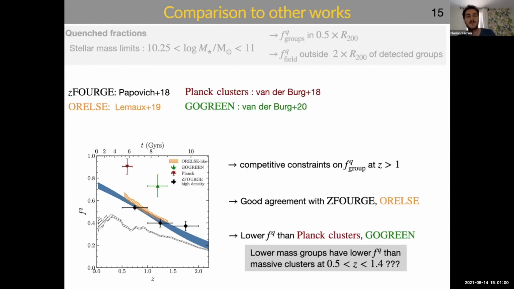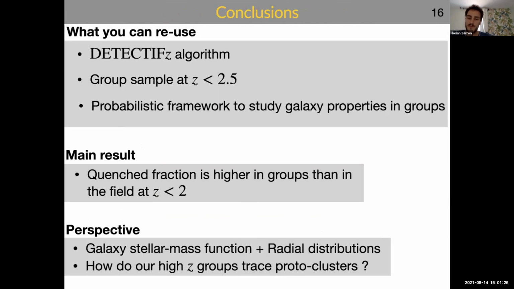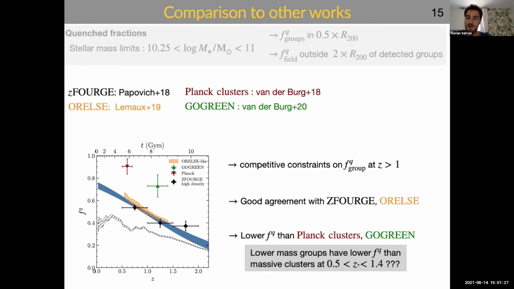And we can compare to other works. So ZFOURGE, Old, Planck, and GOGREEN, we have a pretty good agreement and competitive constraints at redshift greater than 1, good agreement with ZFOURGE and Old. But we do find much lower quenched fraction than Planck clusters and GOGREEN clusters. And so this could be an indication that lower mass groups have lower quenched fraction than massive clusters up to redshift 1.4.